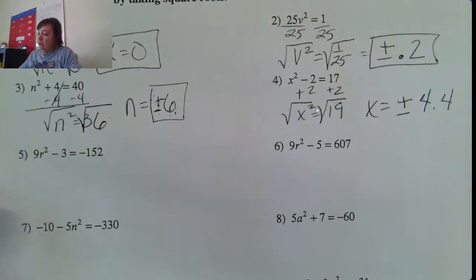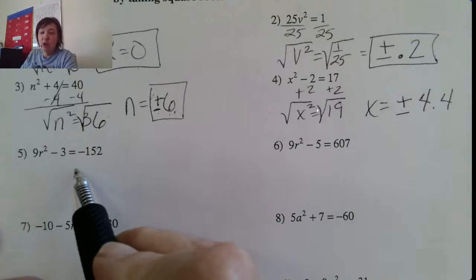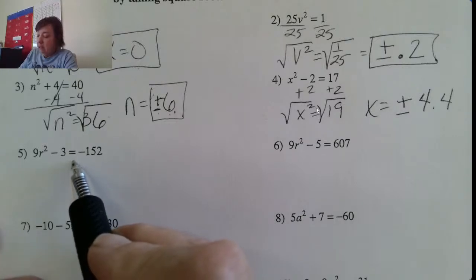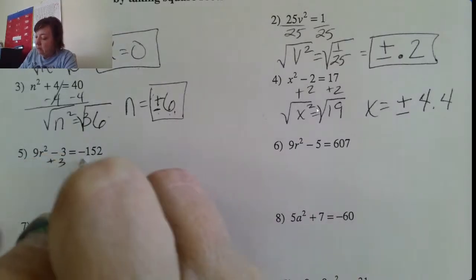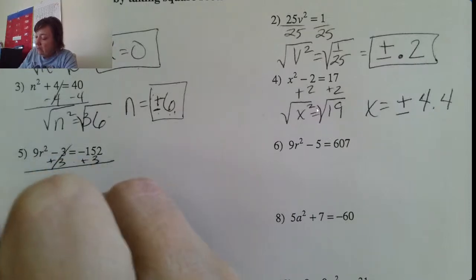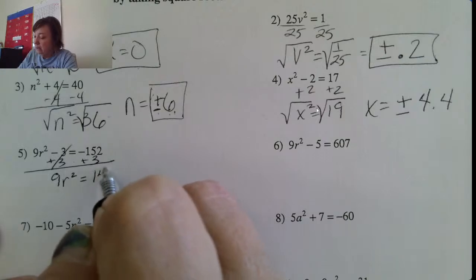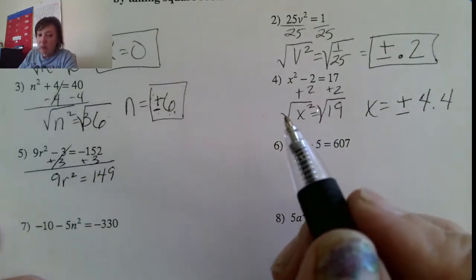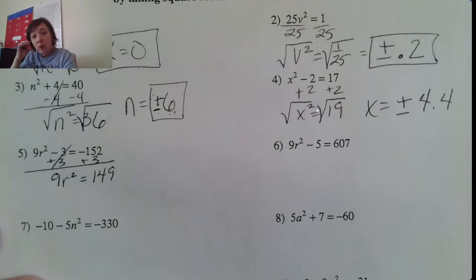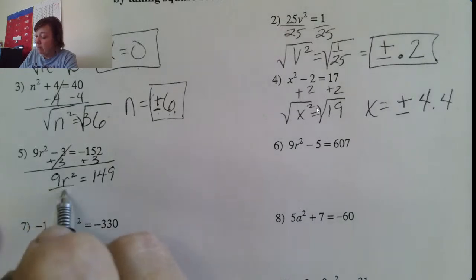All right, now look at number 5 with me. What are we going to do here? We've got a few more steps on this one. Add the 3, right? Add the 3. So we've got 9r squared equals 149. And then what? We could square root right here. We totally could. But we also could divide by 9. We can do either one of them. And it doesn't matter to me which way you go with this. But I'm going to go ahead and divide by 9.